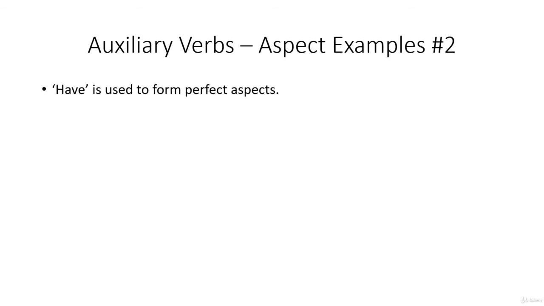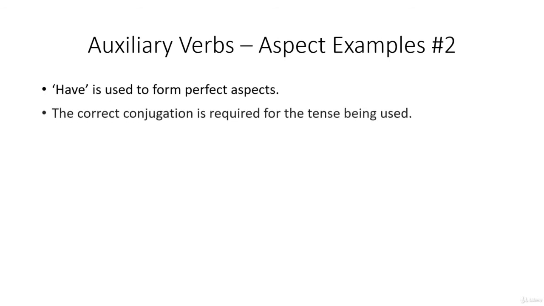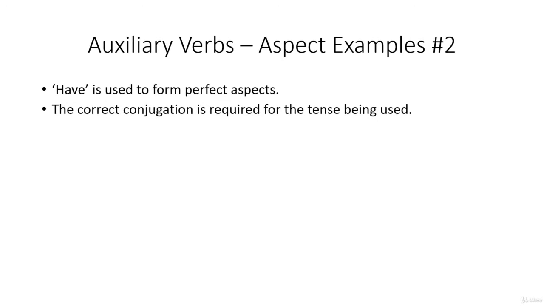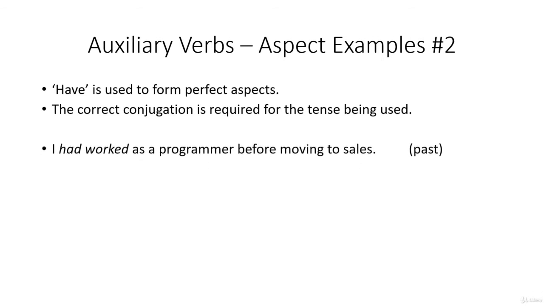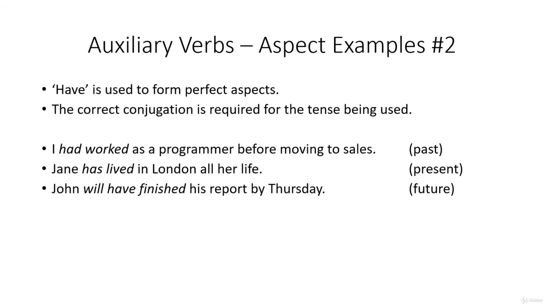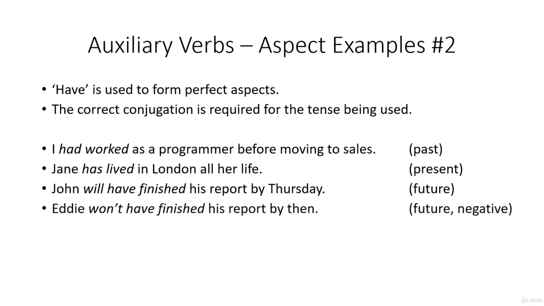We use the verb to have to form perfect aspects. And we have to correctly conjugate to have for the tense being used. I had worked as a programmer before moving to sales. So that's the past perfect form. Jane has lived in London all her life. That's the present perfect. And a future perfect example, John will have finished his report by Thursday. Or if we negate that, Eddie won't have finished his report by then, where won't is the concatenated form of will not.